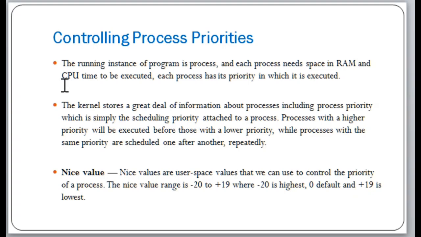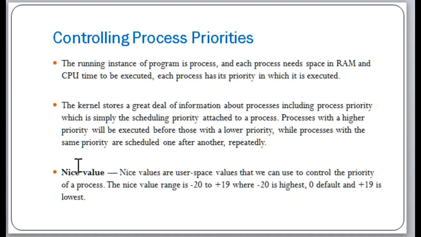So the running instance of a program is a process, and each process needs space in RAM and CPU time to be executed. Each process has its priority in which it is executed. The kernel stores a great deal of information about processes, including process priority, which is simply the scheduling priority attached to a process. A process with a higher priority will be executed before those with a lower priority, while processes with the same priority are scheduled one after another repeatedly.